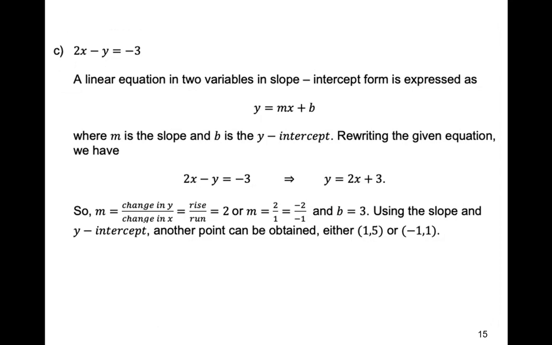Next example. 2x minus y equals negative 3. So, we will transform this equation sa ating slope-intercept form. So, this is our third technique, no? In graphing linear equations in two variables. So, yung una is yung determining 2 points. The other one is using the intercepts.